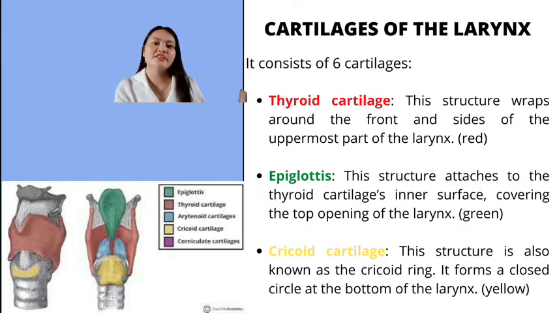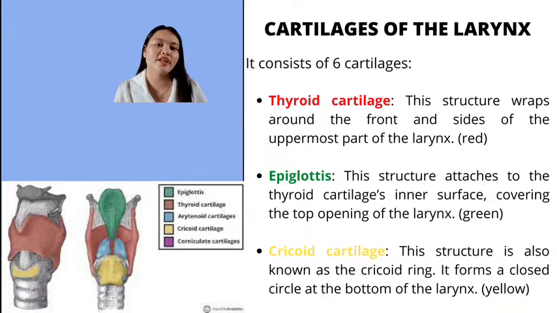So there are cartilages found in the larynx. So what are these cartilages? First is the thyroid cartilage. As you can see in the image, this structure wraps around the front and sides of the uppermost part of the larynx. The thyroid cartilage also forms the Adam's apple. Next is the epiglottis. This structure attaches to the thyroid cartilage's inner surface, covering the top opening of the larynx.